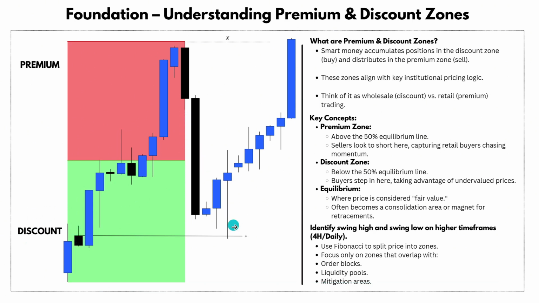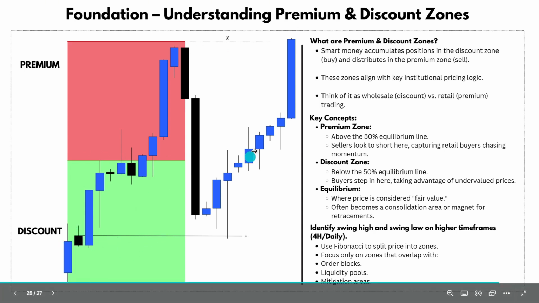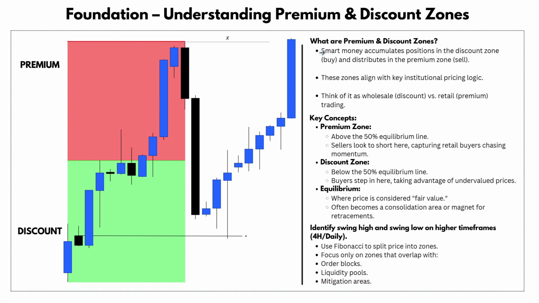Price pushed down lower and mitigated this order block, to then rally higher to clear this old liquidity pool right here, this old buy side liquidity. So price pushed down lower, crossed that 50% line, and tapped inside of our order block, to then rally higher and clear this old high. This is our basic foundation for understanding premium and discount zones.